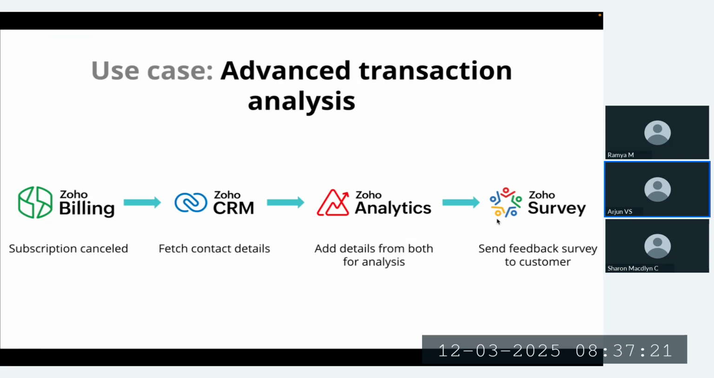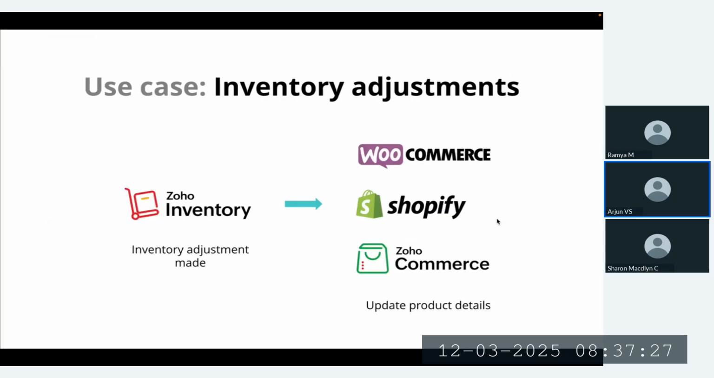All right, so let's go to the last example of the webinar. This is a very popular workflow among finance and e-commerce businesses especially. I'm pretty sure that if you're into e-commerce, you would be using one of the three apps here, which are WooCommerce, Shopify, or Zoho Commerce. You would have an inventory, and you would be using an app like Zoho Inventory to manage that. So let's say you make a change or an adjustment to your inventory, and you need to reflect that detail in your e-commerce site.